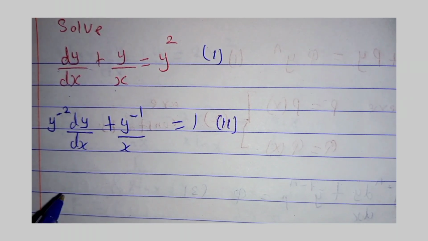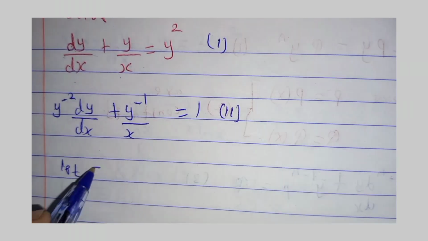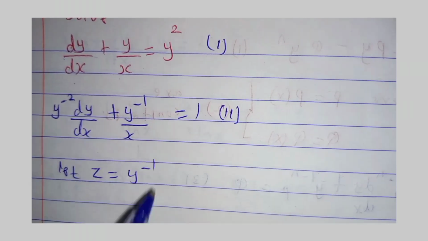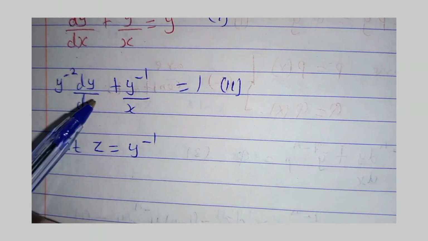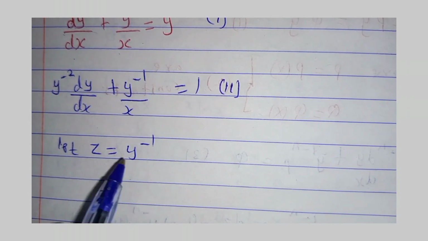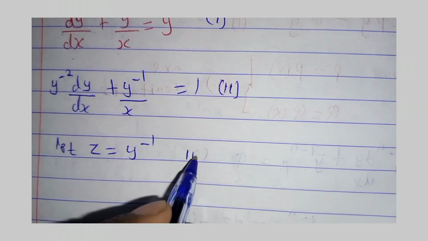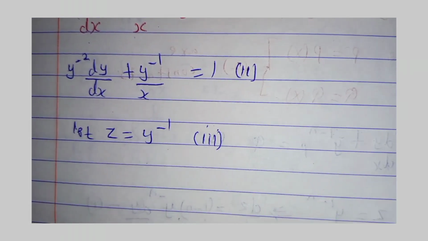Then we are going to let our z be equal to y power -1. The purpose for letting is to transform this equation into linear. Then we differentiate this part here. You can call this 3. You differentiate 3 both sides.